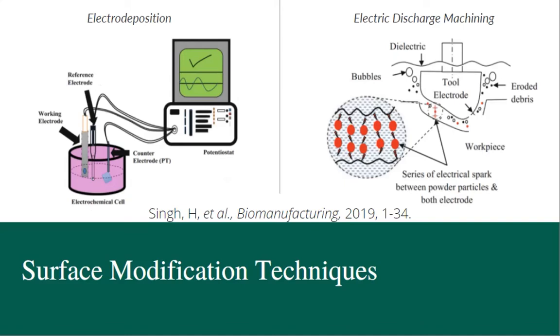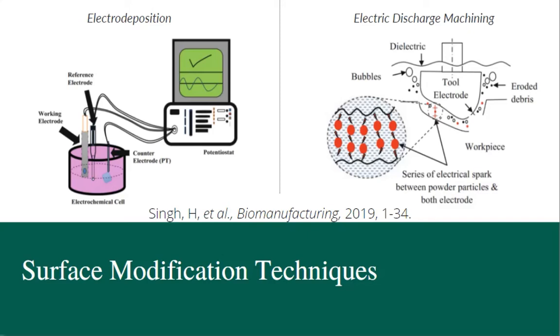Looking at the first surface modification technique, electrodeposition involves depositing a protective nanolayer on top of a material. Similar to coating metals, the process involves electrodes and electrolytes to coat the biomaterial. This process can improve wear resistance, corrosion resistance, and increase biocompatibility.